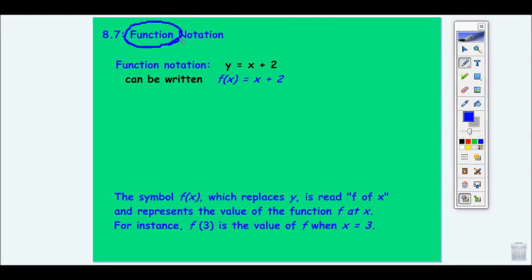Okay, so function notation. First of all, we're going to change a slope-intercept. We've been working with slope-intercept. So this is in slope-intercept. Y equals x plus 2. And we can even put in our slope. Since there is no coefficient, it's an implied 1. Now, we can also write that in function notation. We're going to change it, instead of y, to the function of x.